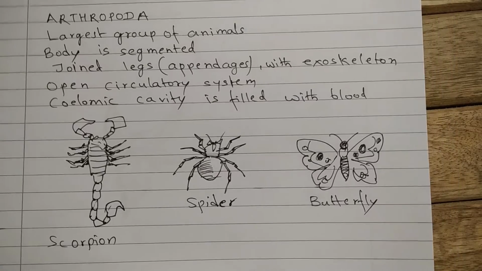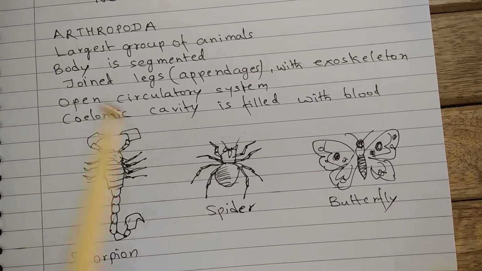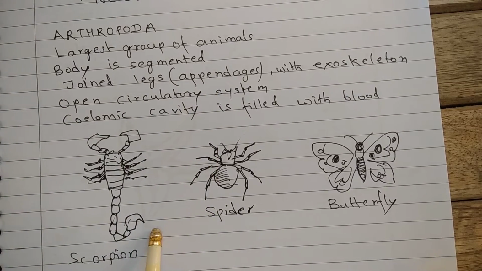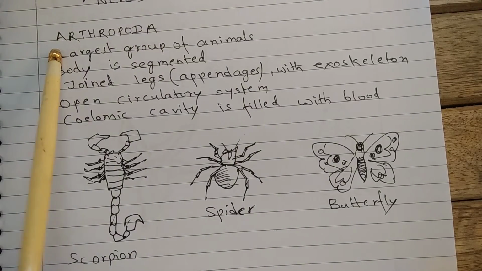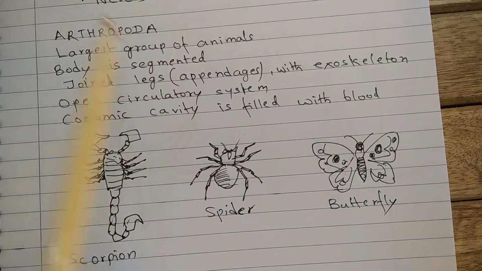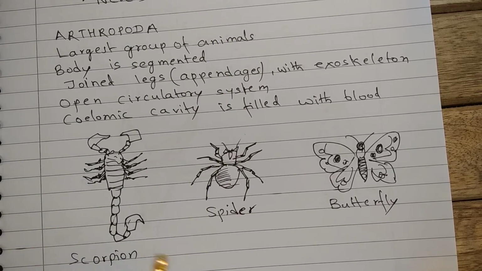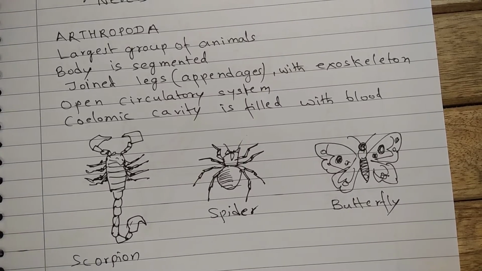The next phylum is Arthropoda. The term Arthropoda has come from joint appendages. These animals have jointed legs with exoskeleton. Arthro means joint and poda means foot. This is the largest group of animals in terms of number of species. The body is segmented into 3 segments: head, thorax, and abdomen.